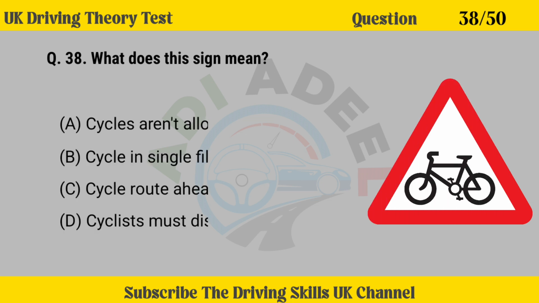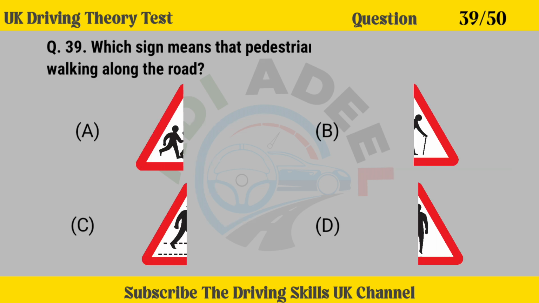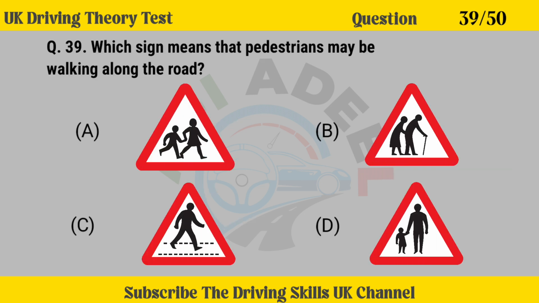Question 38. What does this sign mean? A, cycles aren't allowed. B, cycle in single file. C, cycle route ahead. D, cyclists must dismount. The right answer is C, cycle route ahead.